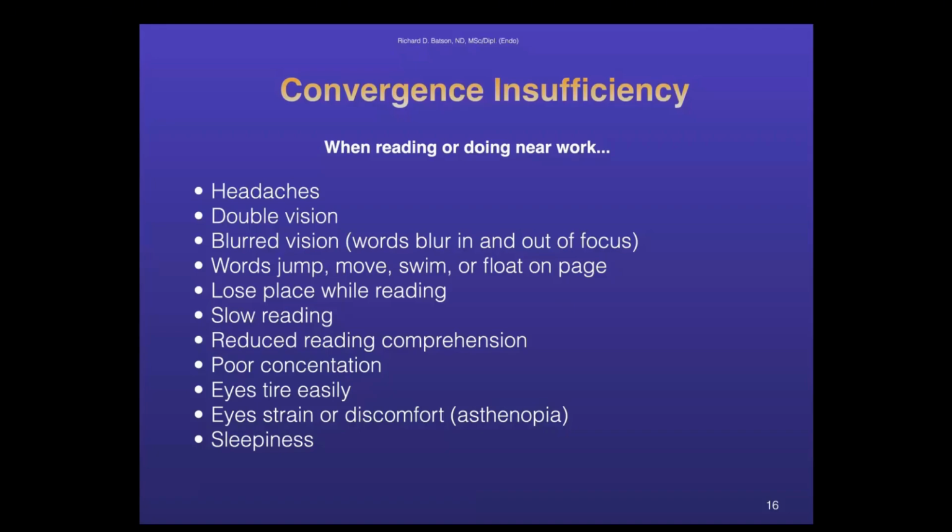Same with the blurred vision. It's oftentimes intermittent. Words can jump, move, swim, float on the page, losing place when you're reading, slow reading, reduced reading comprehension, poor concentration, and then eyes get really tired or uncomfortable, and people just get really exhausted. They'll tell you, yeah, I used to be able to read for 3 hours, and now I read for 5 minutes and I want to take a nap. That's kind of a red flag. But you've got to ask them about reading.